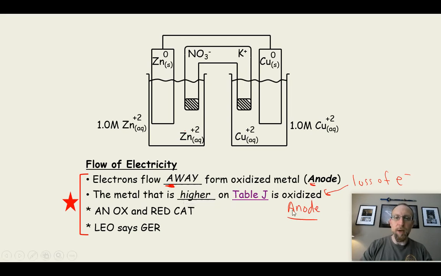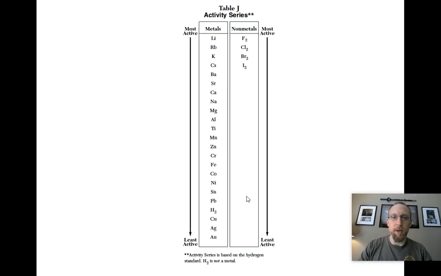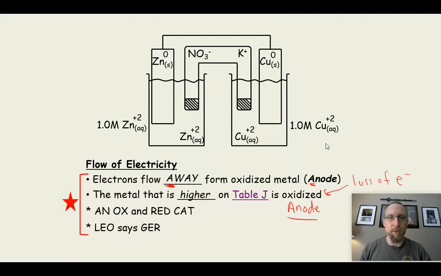So now we look on table J and we say, okay, who's higher, zinc or copper? Well, here's zinc and here's copper. So zinc is higher, right? That's all you got to see. Who's higher? Zinc is higher. So what does that tell us? Zinc is the anode, right? The higher metal is the anode. Zinc is the anode. So what do I know about the anode?